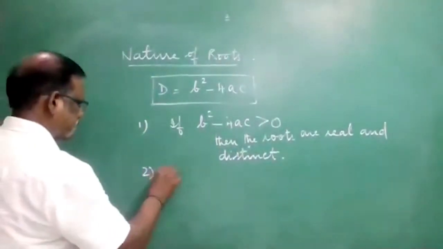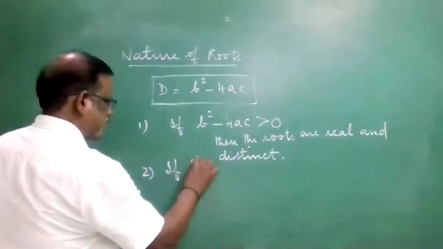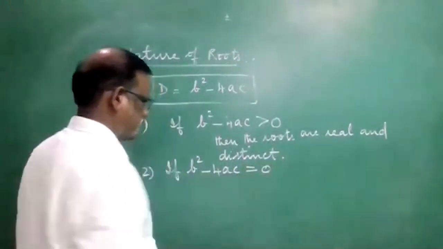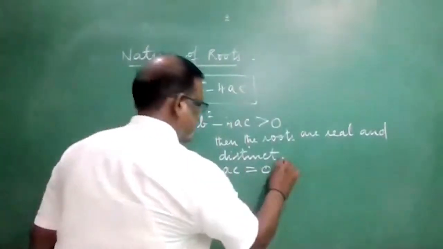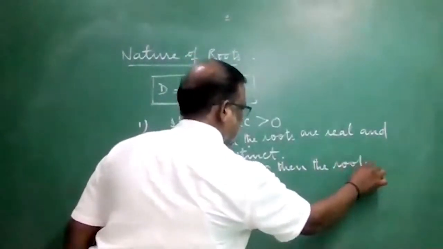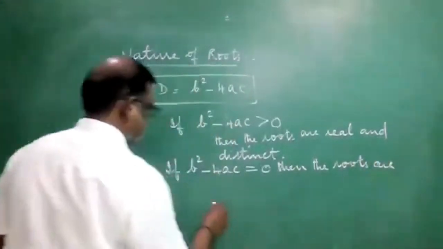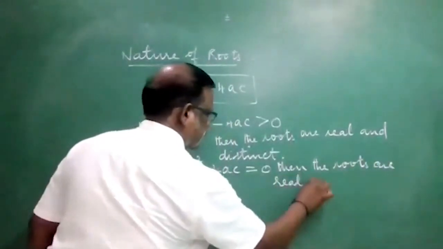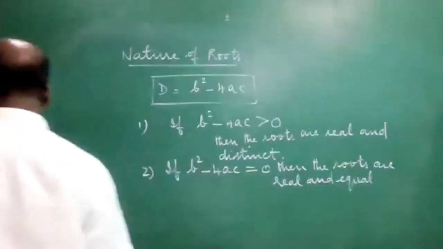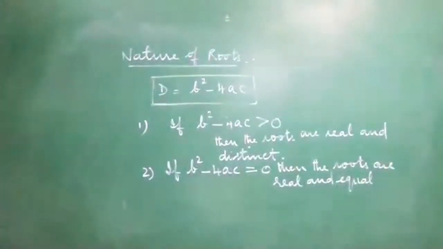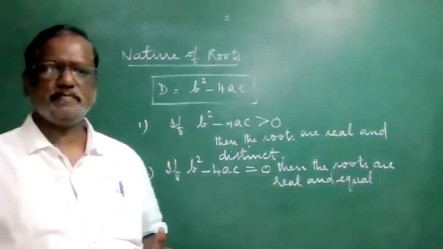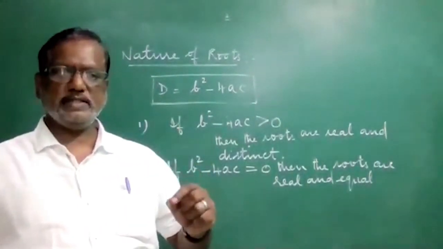Second, if b square minus 4ac is equal to 0, then the roots are real and equal. Then the roots are real and equal, if b square minus 4ac is equal to 0.